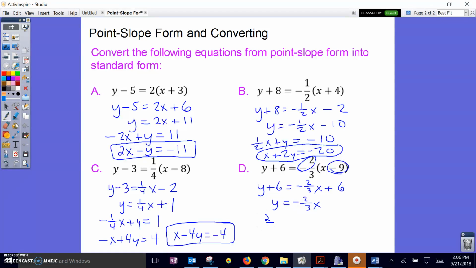Now I add 2/3 x to both sides to get my x's and y's on the same side. That gives me 2/3 x plus y equals 0. And to get it into standard form, I need to get rid of this fraction. So I look at the denominator. I multiply by the denominator. Multiply everything by 3. Gives me 2x plus 3y equals 0. And there's the standard form of that equation. Alright, so that's how we can convert from point-slope form into either slope-intercept form or standard form.